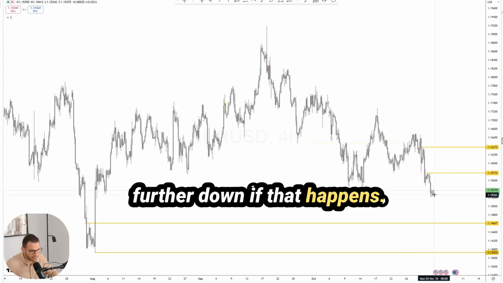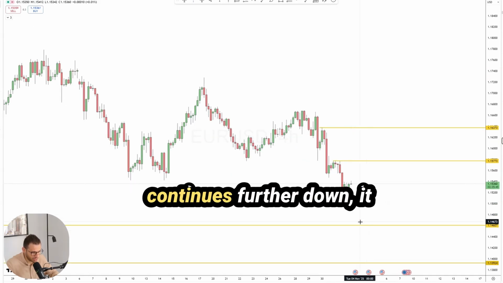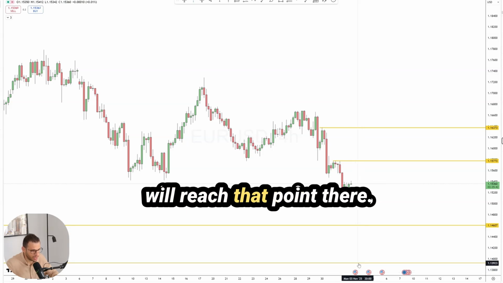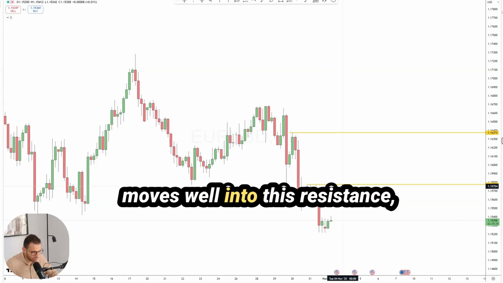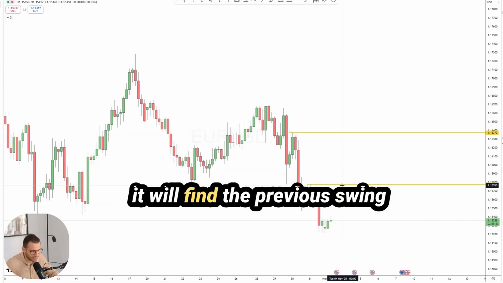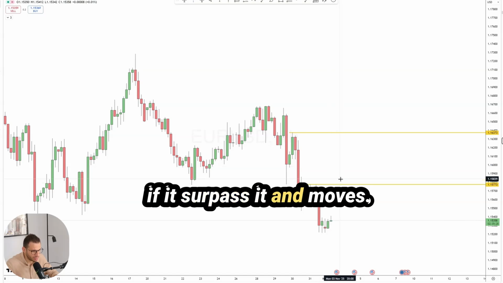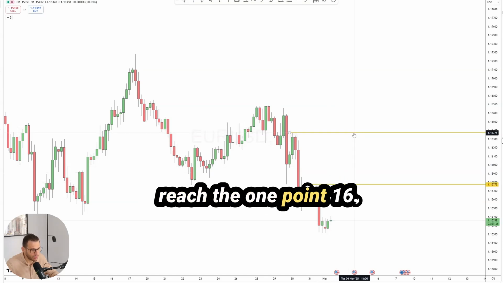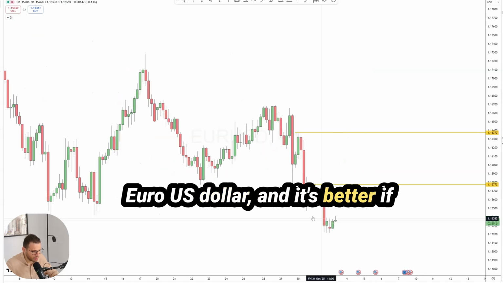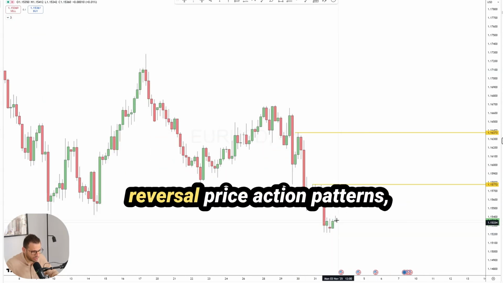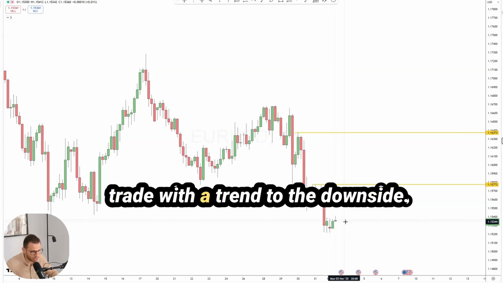If that happens, the next key level of support is right here. And if the price continues further down, it will reach that point there. On the flip side, if the price moves well into this resistance, it will find the previous swing high around 1.15. And if it surpasses it and moves further up, it will reach the 1.16. These are critical levels for the Euro US dollar, and it's better if you keep an eye on them. And if you see reversal price action patterns, you can validate the signals and trade with the trend to the downside.